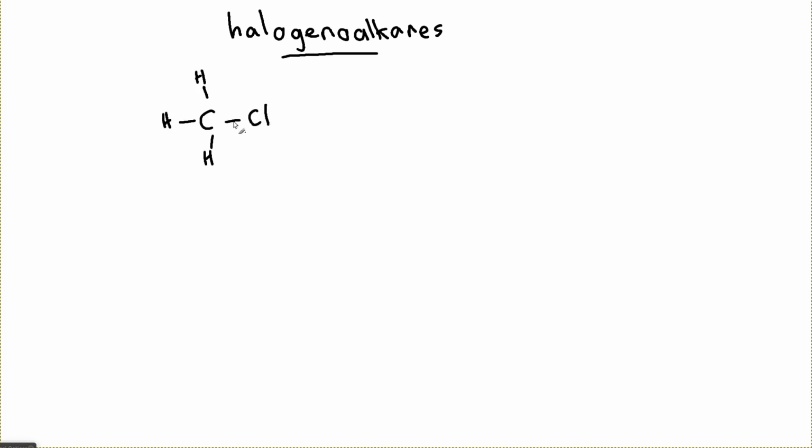So there we've got chloromethane. Could also have bromoethane. Both of these molecules would be examples of halogenoalkanes. So basically you could have any halogen atom connected. It could be fluorine, chlorine, bromine or iodine in one position here attached to one of the carbons.